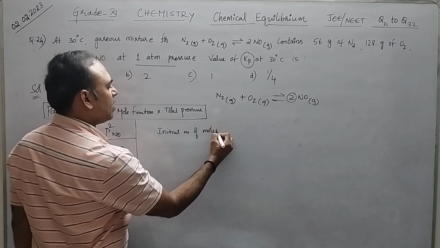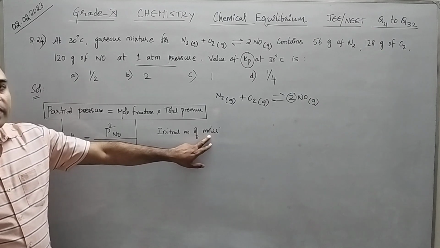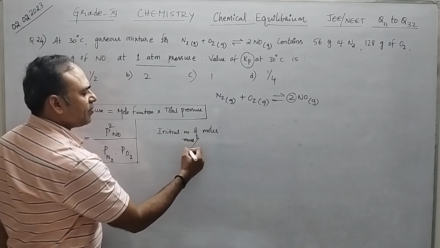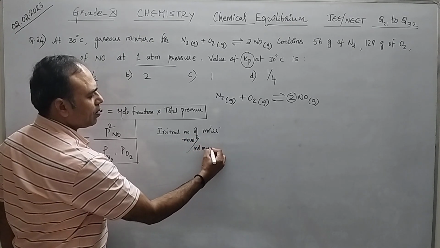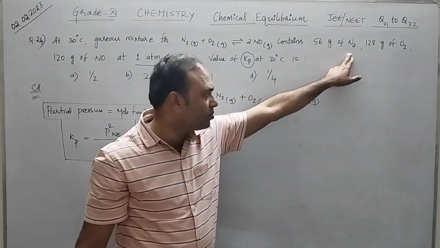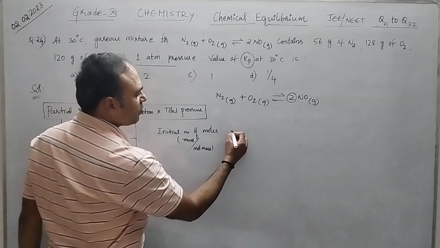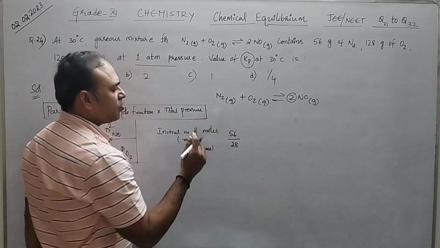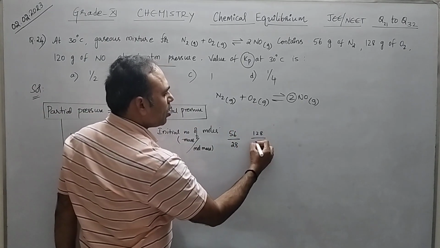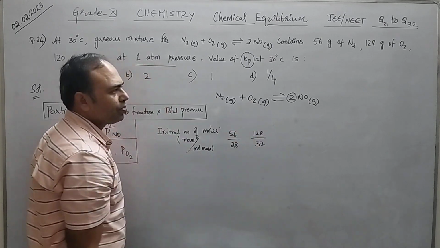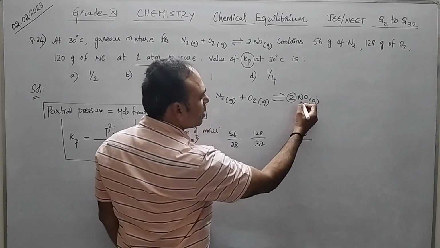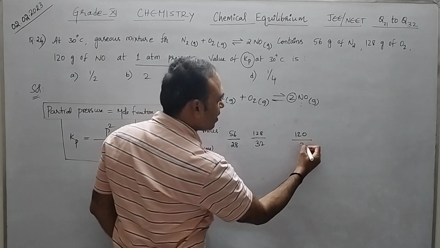Now first, let us write the initial number of moles. What is the formula to calculate number of moles? Given mass by molecular mass. Let us calculate for N2. What is the mass given? 56. And the molecular mass is 28. So 56 by 28. For O2, 128 divided by the molecular mass, 16 plus 16, 32. Next for NO, the mass is 120 grams divided by the molecular mass, nitrogen 14, oxygen 16, therefore it is 30.